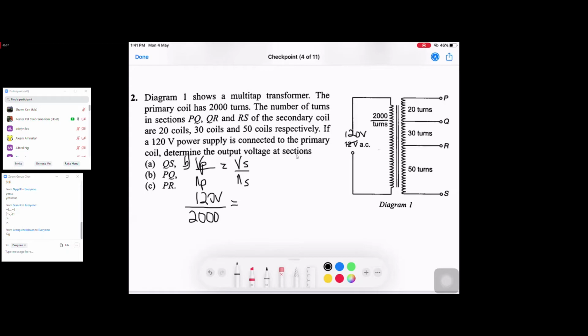Secondary voltage PQ, we do not know. But we know the number of turns for PQ is 20 turns. Therefore, the voltage of PQ will be 120 volts over 2,000 times 20.